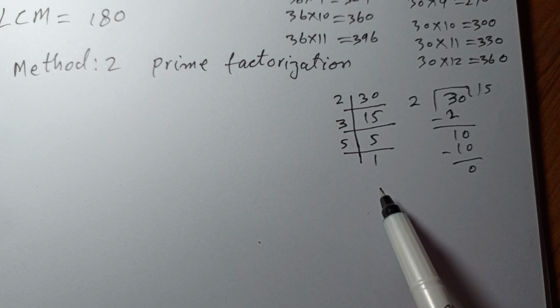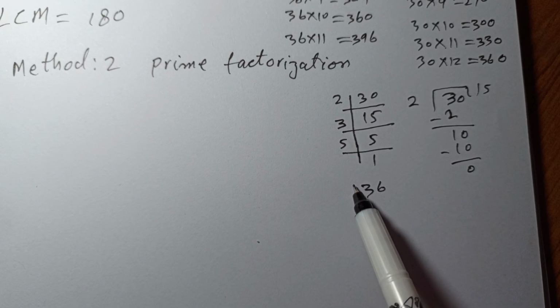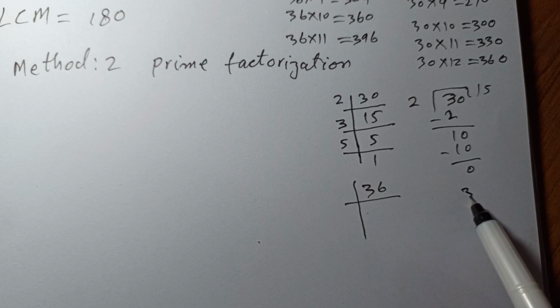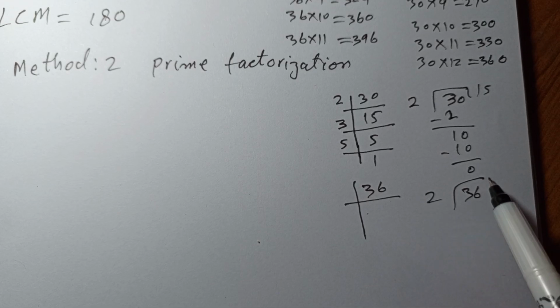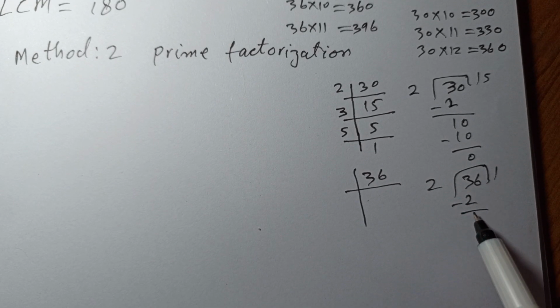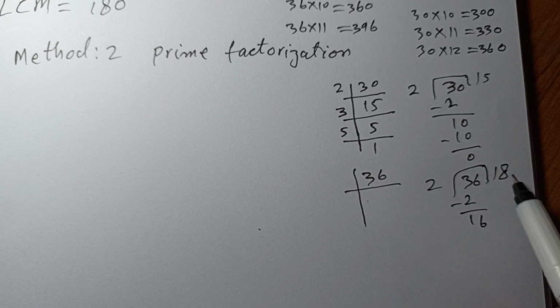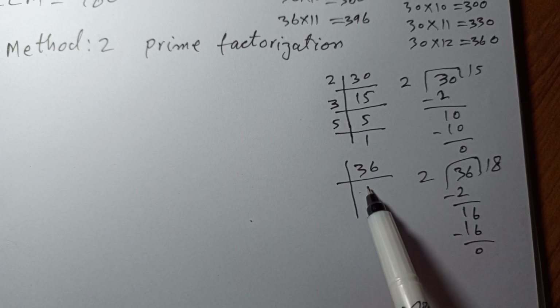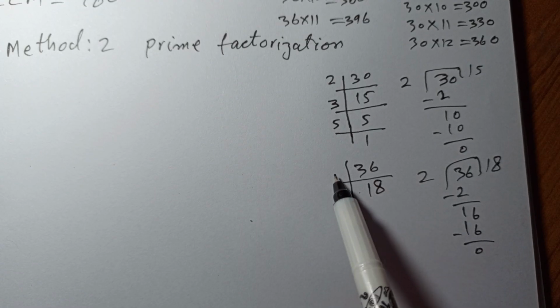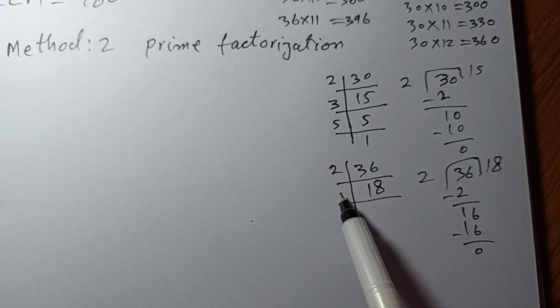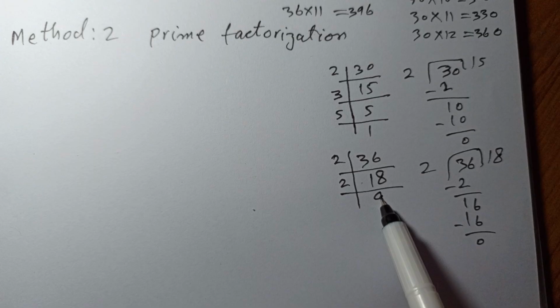Now let us find the prime factors of 36. In the same way, you will divide 36 by 2. You will see that 36 can be divided by 2. 2 ones are 2. Subtract 2 from 3, you will get 1, and 6 here. 2 eights are 16. Remainder 0, and 18 is our answer. You will write the 18 answer here and the divisor here. Now 18 again divided by 2, you will get 2 nines are 18.